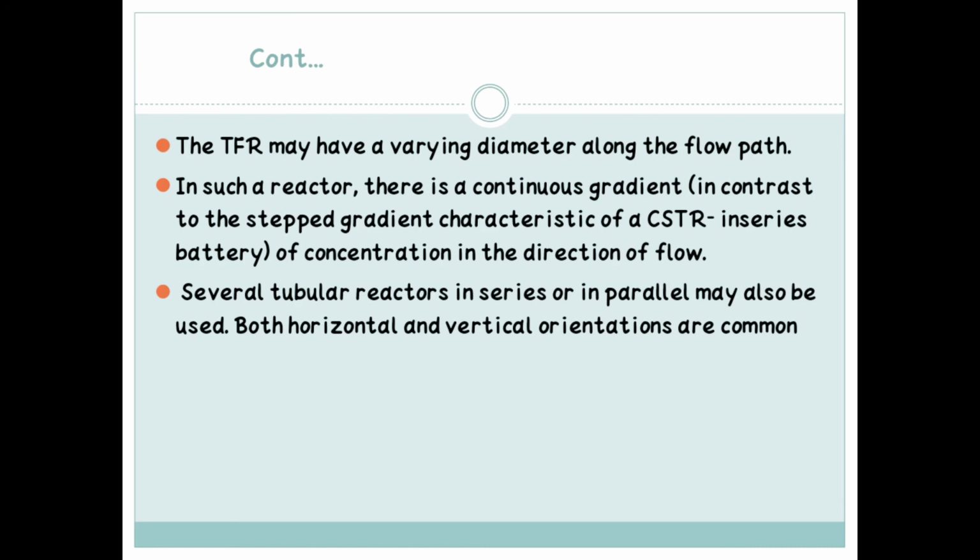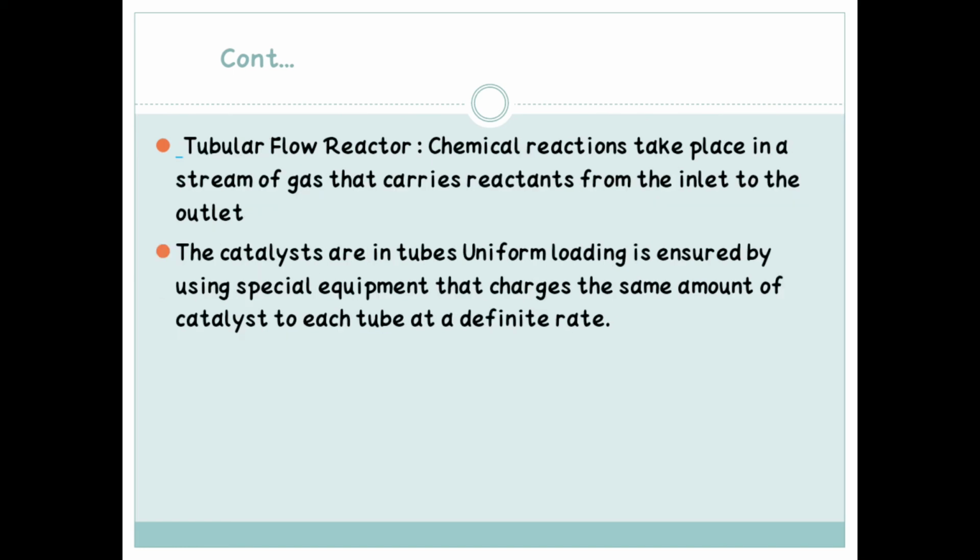The tubular flow bioreactor may have varying diameter along the flow path. In such a reactor, there is a continuous gradient of concentration in the direction of flow. Several tubular reactors in series or in parallel may also be used. Both horizontal and vertical orientations are common.